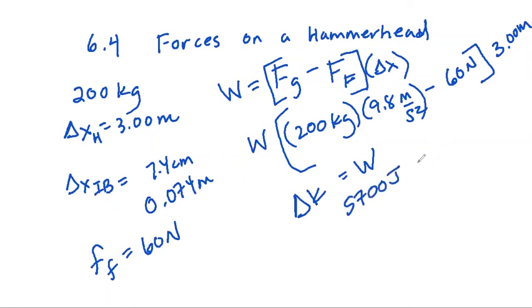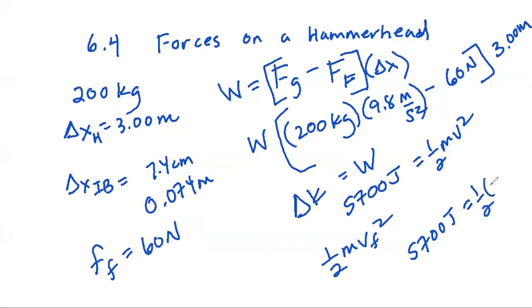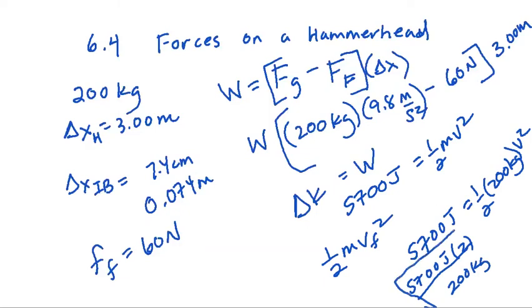So my delta K is 5,700 joules, and that's going to equal 1/2 mv squared. I know my initial velocity is 0, so it's just 1/2 m v final squared. I'm assuming it starts from dead rest, right? So 5,700 joules equals 1/2 times 200 kilograms times v squared. So 5,700 joules times 2 divided by 200 kg, under the radical, is going to equal v. They give me 7.55 meters per second. So the velocity of the hammerhead right before it hits the I-beam is 7.55 meters per second.